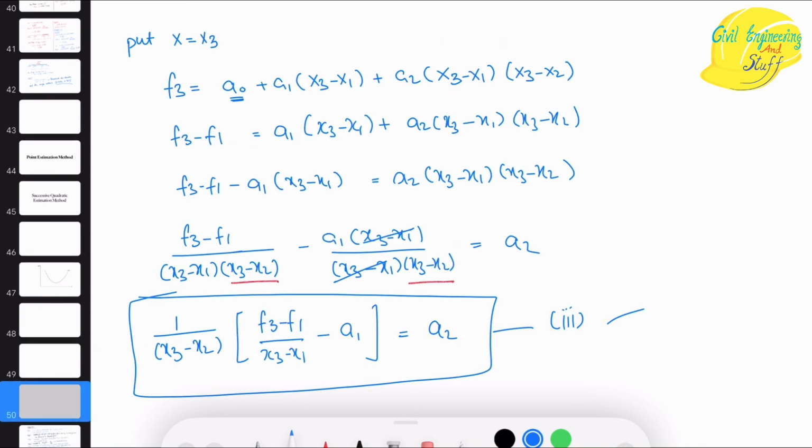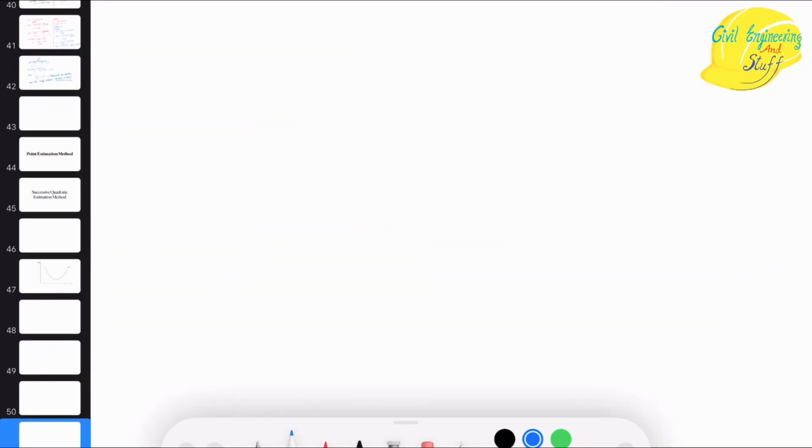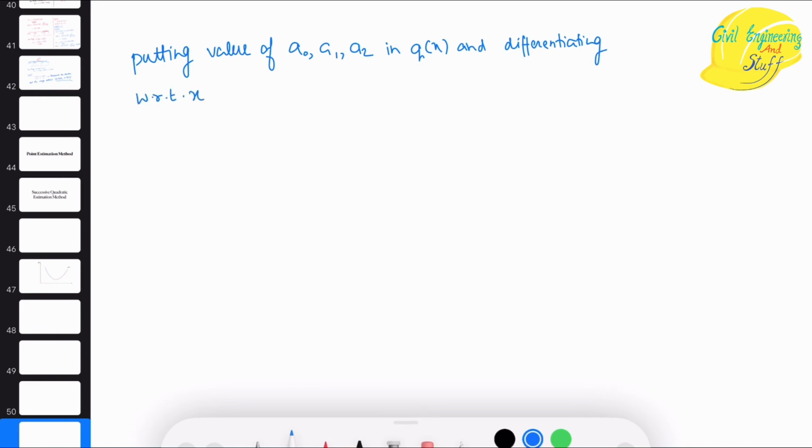So, putting the values of a0, a1, a2 in q(x), differentiating with respect to x and setting it equal to 0.